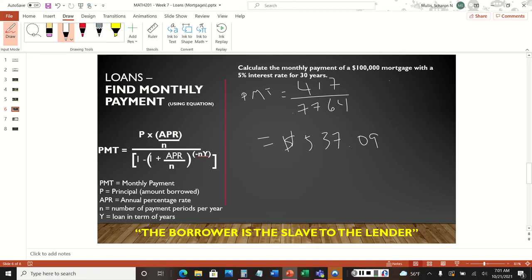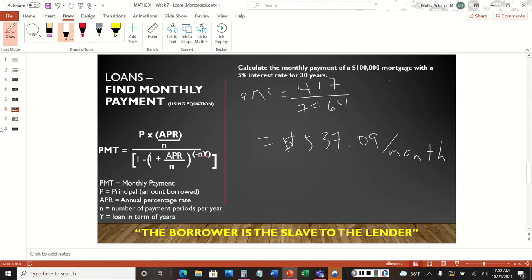537.09 per month. So our monthly payment, if we were to get a mortgage for $100,000, 5% interest rate, and it was 30 years term, and we had to pay monthly, our monthly payments would be $537.09. Now, that's just the mortgage. That doesn't include any type of PMI or any type of homeowner's insurance or any other type of fees involved with home ownership. That's just the mortgage itself.